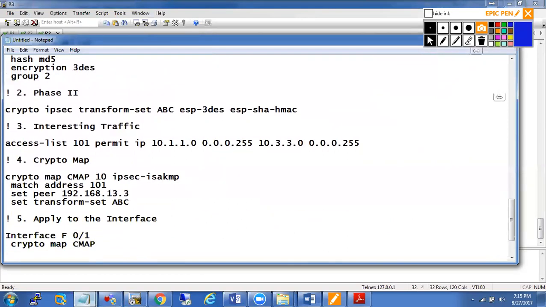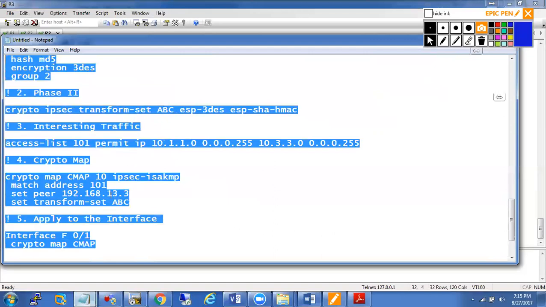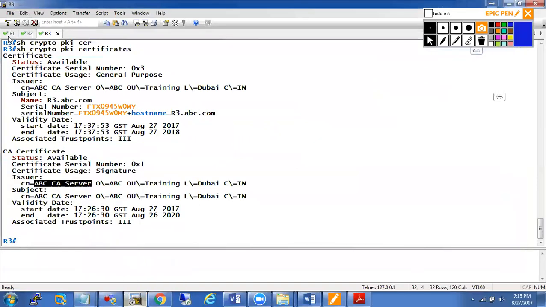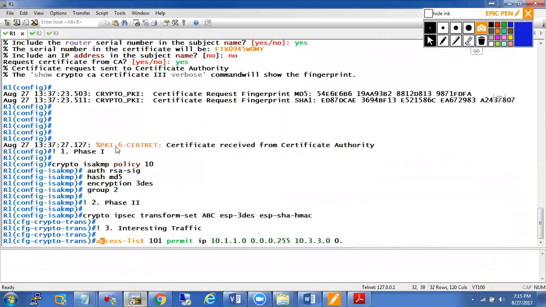Do you guys remember these steps? The only thing that's different over here is phase 1. I didn't touch or do anything differently in steps 2, 3, 4, or 5. The only thing that I changed over here was what? Auth RSA SIG, and I don't have to have the pre-shared key anymore. So I can go safely to R1 and paste it.